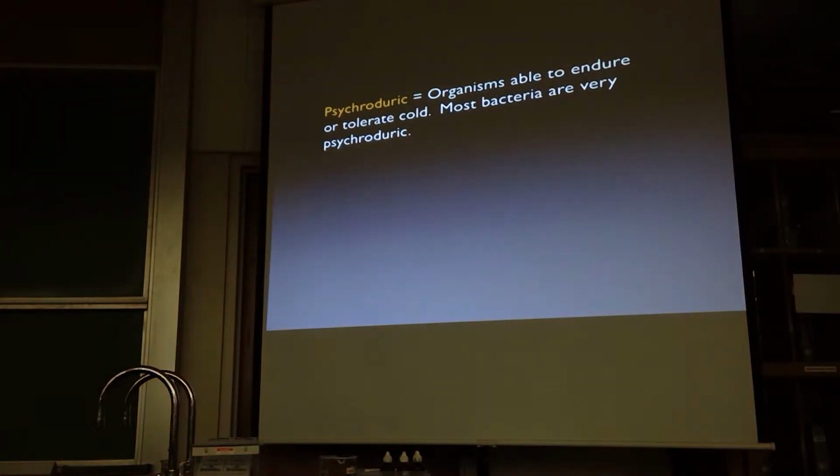They like it hot. Then we have the term psychroduric. Psychro again refers to cold, but duric means to endure. If organisms are psychroduric, it means they're not growing best in cold temperatures, but they can endure exposure to cold. And when you're dealing with prokaryotic organisms, they are almost all psychroduric to the extreme.